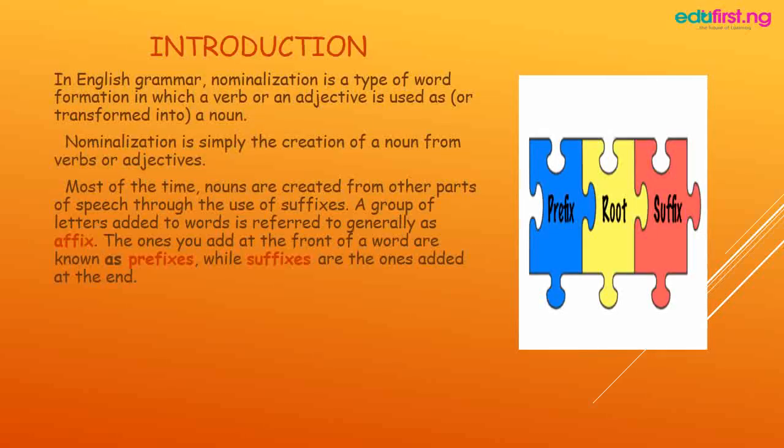Introducing the lesson. In English grammar, nominalization is a type of word formation in which a verb or an adjective is used as or transformed into a noun. Nominalization is simply the creation of a noun from verbs or adjectives. Most of the time, nouns are created from other parts of speech through the use of suffixes. A group of letters added to the word is generally referred to as an affix. The ones you add at the front of the word are known as prefixes, while the ones you add at the back of the word or at the end of the word are known as suffixes.